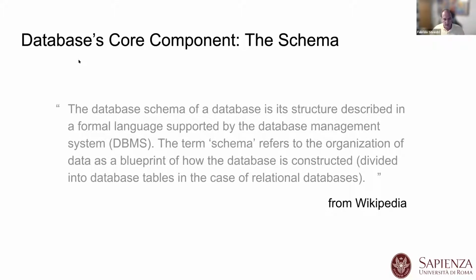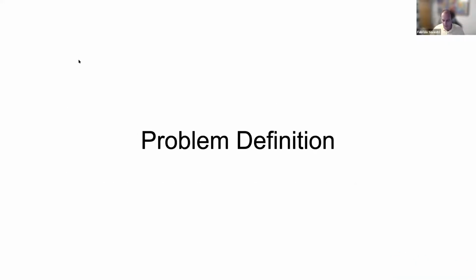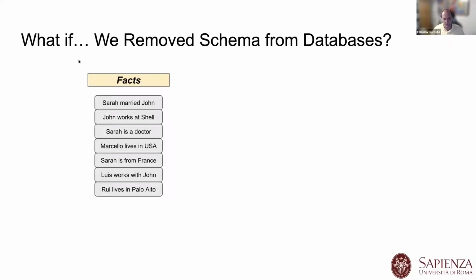So what we actually did was the following. Can we remove the schema from a database? It looks like a very bold question to ask, right? Because, as I said, the schema is the foundation of a database, and it's the place where you structure your data. And we wanted to say, okay, let's remove it. And how can you do it?